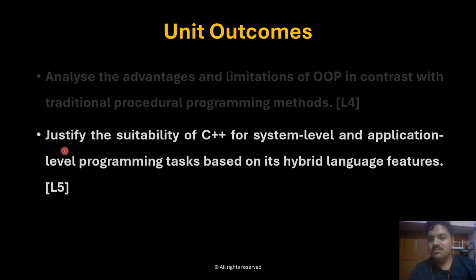And last but not the least, we will be justifying the suitability of C++ for system level and application level programming tasks based on hybrid language features. C++ is a very vast language, and we will be looking at how we can implement a system level program or an application level program using object oriented programming in C++.